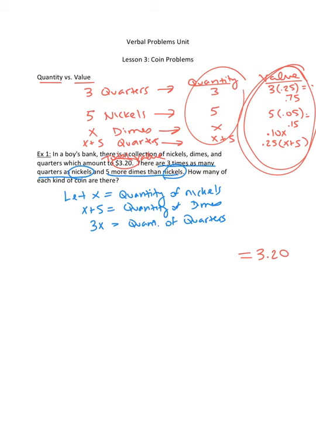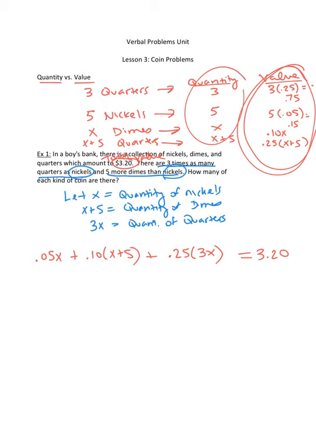So what you need to do is multiply. Well, if you have X nickels and they're worth 5 cents each, 0.05 times X, plus if you have X plus 5 dimes and they're each worth 10 cents, 0.10 times X plus 5, plus, if you have 3X quarters but each quarter is worth 25 cents, 0.25 times 3X. And that's how you set up your equation. You have to multiply each of your let statements by the value of that coin.